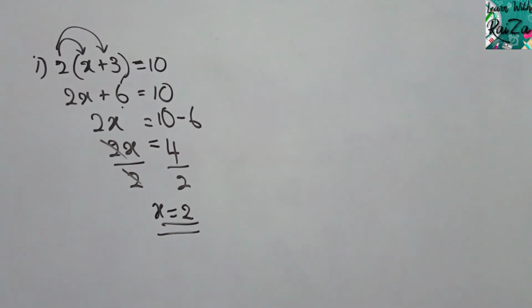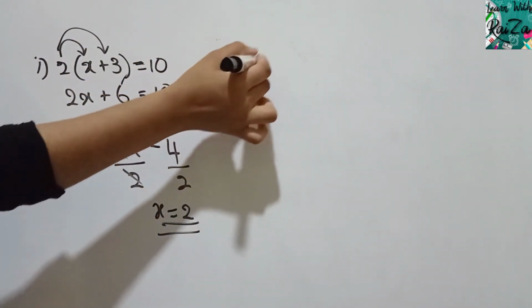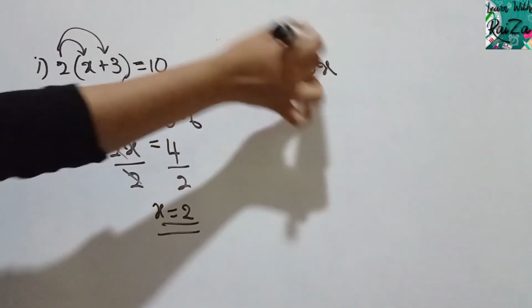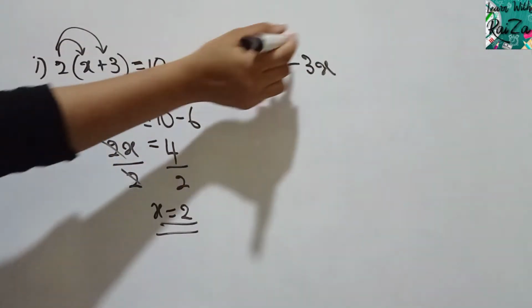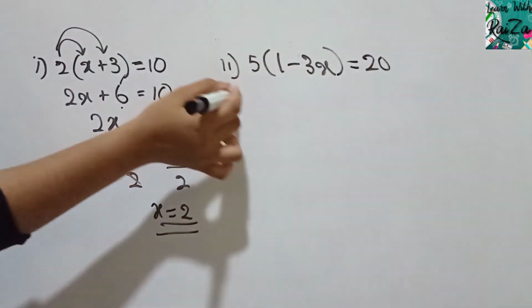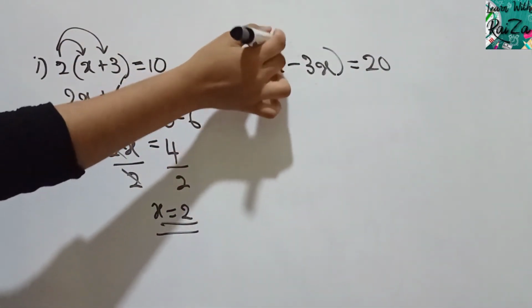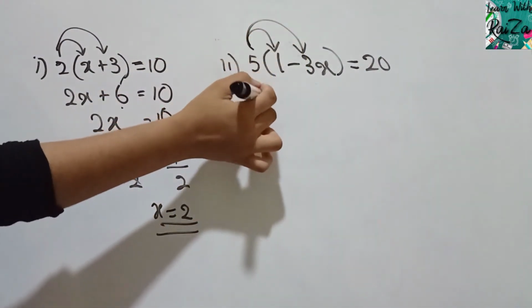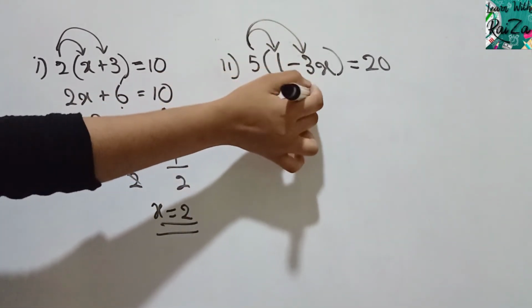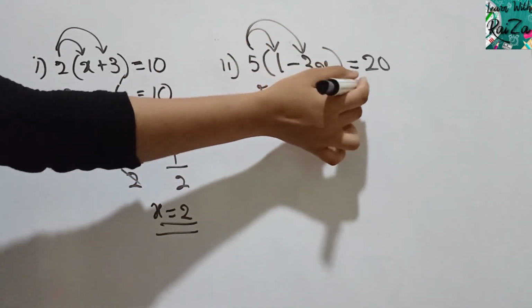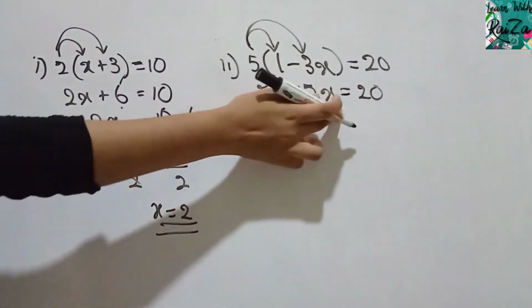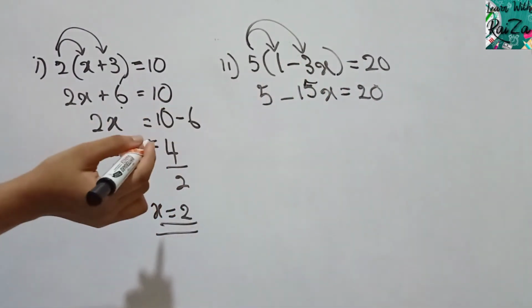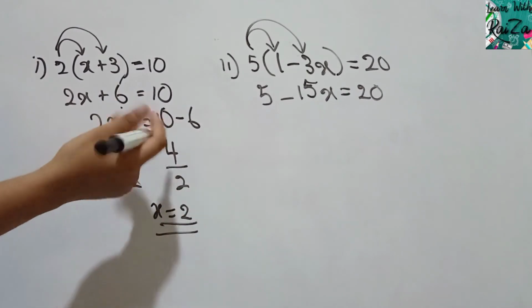So solving equations with brackets is very easy. If we go a little bit into the subtraction parts, I'll take another example: 5 into 1 minus 3x, result is 20. As I told you before, multiply each term inside the brackets. 5 by 1 is 5, minus 5 by 3x is 15x. This is equal to 20. Here you can see the value we are going to find is negative, right? If you like negative, you can keep it.